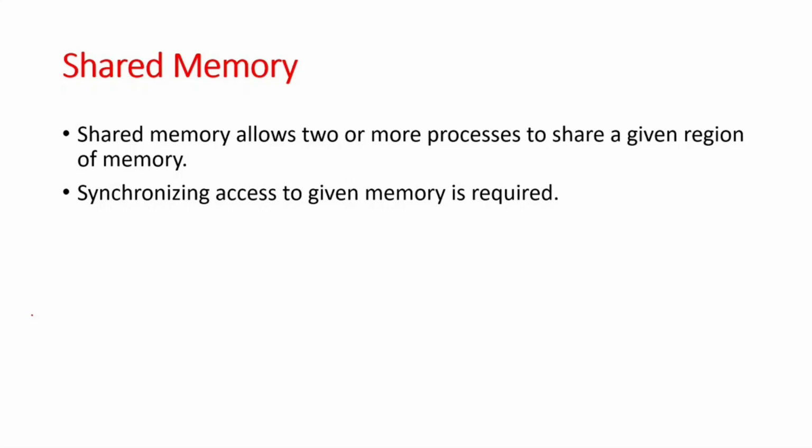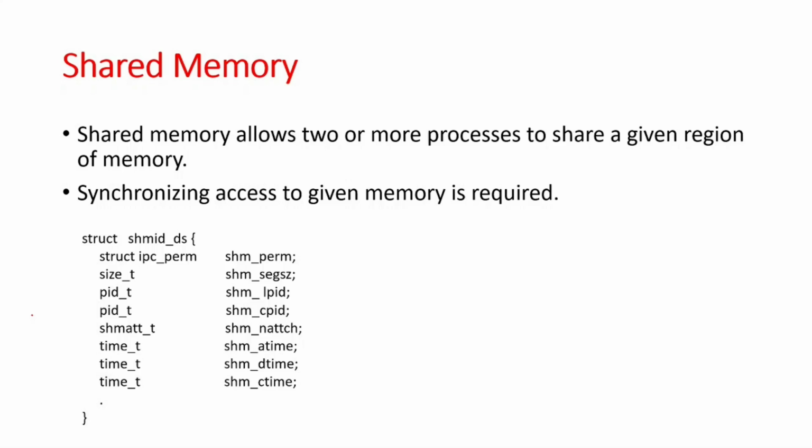For shared memory, the kernel maintains a structure with at least the following members for each shared memory segment. This is similar to the previous IPC techniques, message queues and semaphores. Even there, the kernel maintains a structure, right? The name of the structure is shmid_ds, the shared memory ID data structure, and these are the various members.